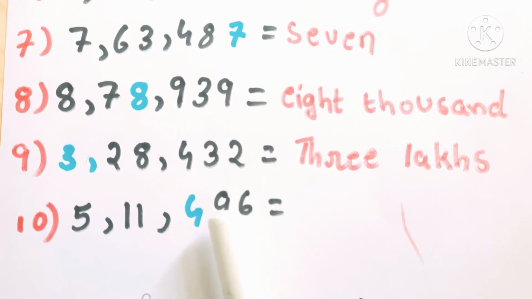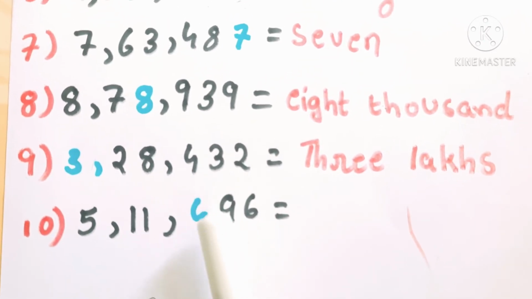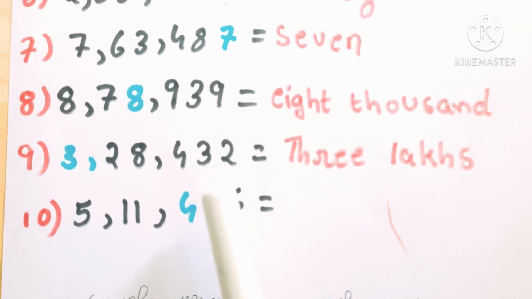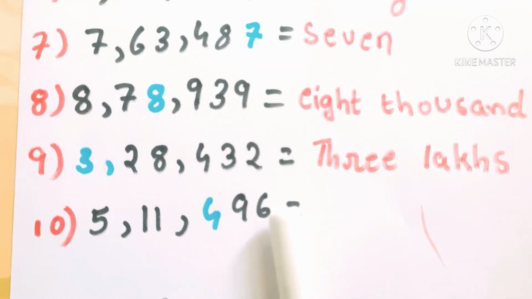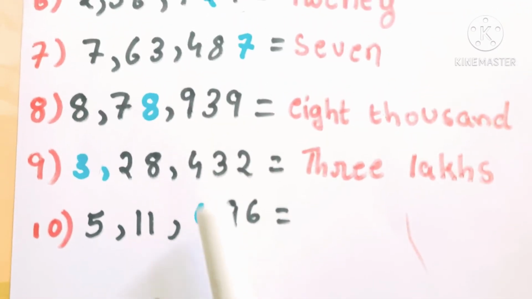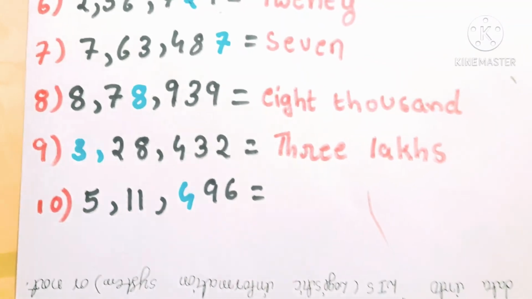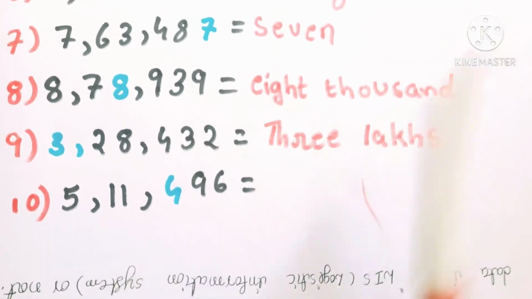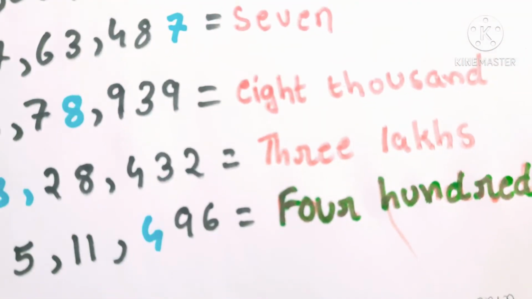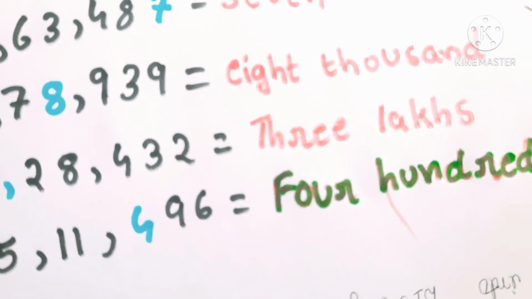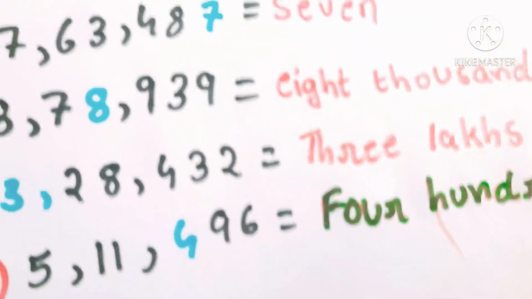5,11,496. In this you have 4 in the blue color. So let's count ones, tens, and hundreds. So 4, so it becomes 400. 400, right?